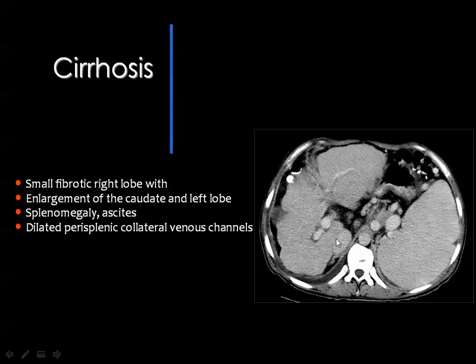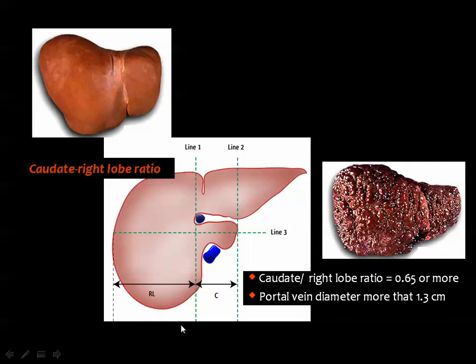shrunken liver, particularly affecting the right lobe, while the left lobe and the caudate lobe are abnormally enlarged, and there may be ascites, and the spleen is usually enlarged, and you get signs of portal hypertension in the form of dilated portosystemic collaterals around the spleen and in the region of the gastroesophageal junction. And the issue of portal hypertension will be explained in detail in the lecture of splenic imaging.